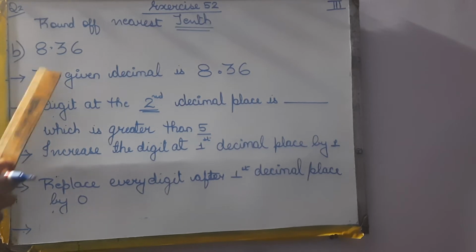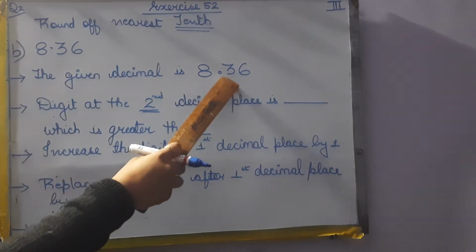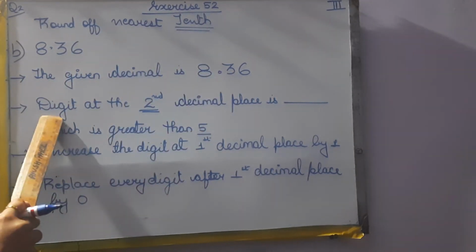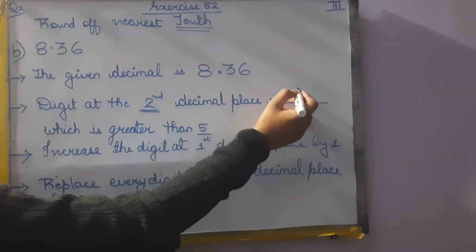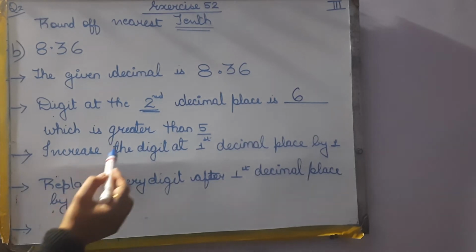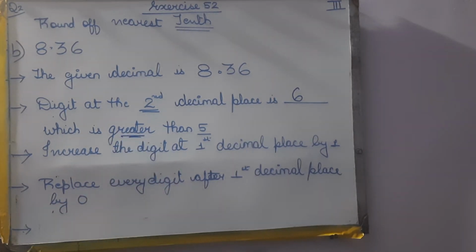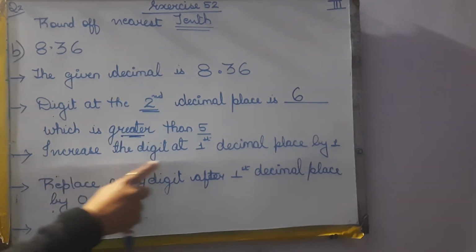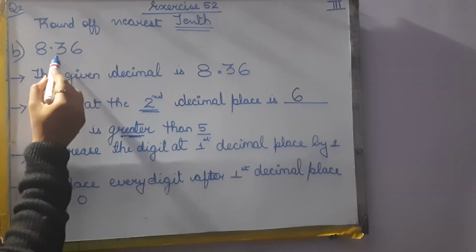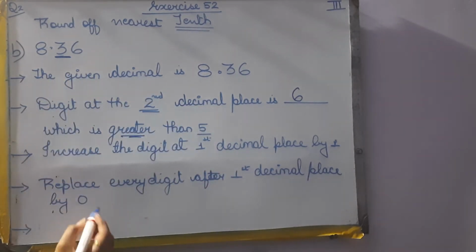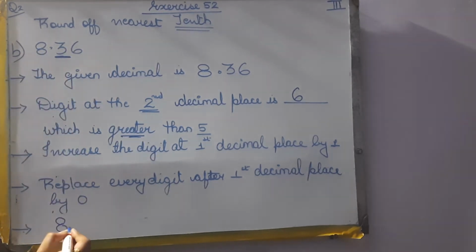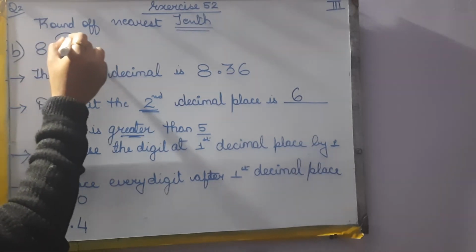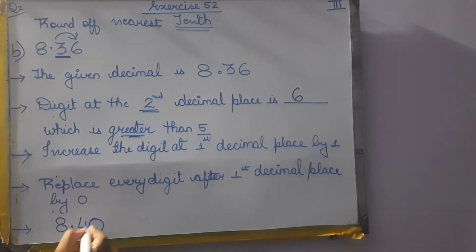The given decimal is 8.36. The digit at the second decimal place is 6. Now 6 is greater than 5, so the next step will be to increase the digit at the first decimal place by 1. The 8 will be the same. Increase the digit at the first decimal place by 1 and replace the digit after the first decimal place by 0.